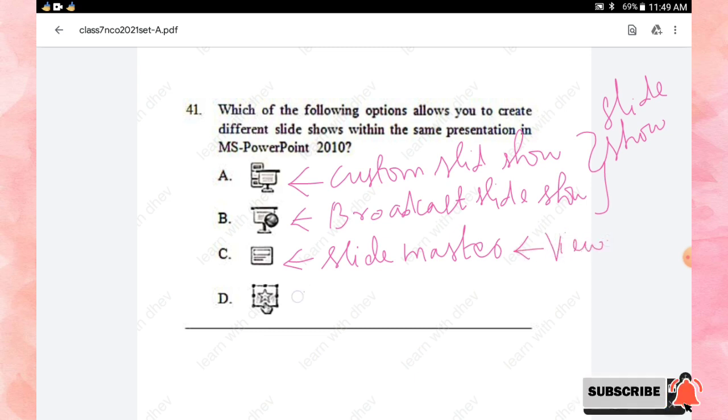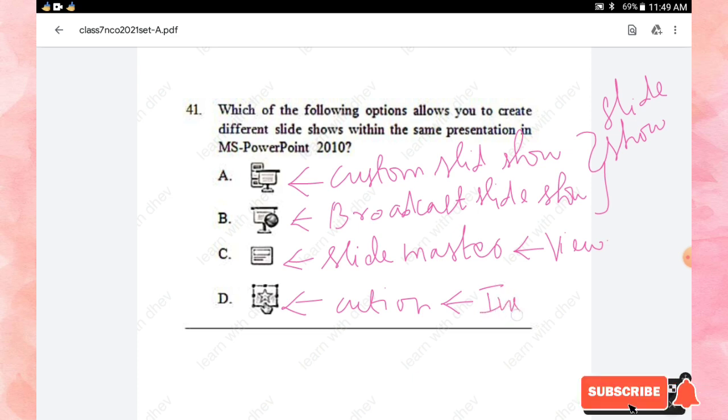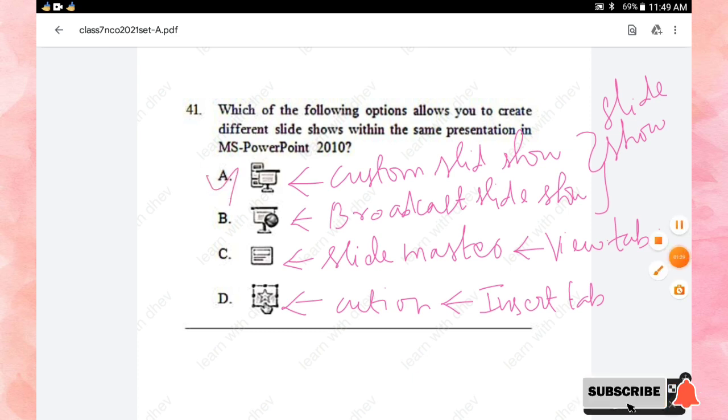Okay, then this is action. Where can you find it? Yes, this action option you can find under the insert tab. So the question is, if you want to create different slideshows within the same presentation, for this we need to go to custom slideshow. Option A is the right answer.